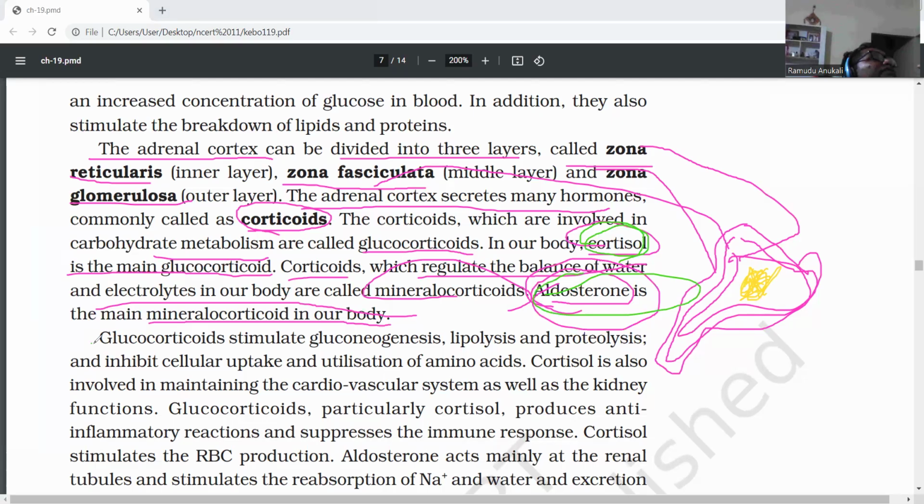Glucocorticoids stimulate gluconeogenesis, lipolysis, and proteolysis. That means they increase glucose, and cause breakdown of lipids and breakdown of proteins. They also inhibit cellular uptake and utilization of amino acids. Cortisol is also involved in maintaining the cardiovascular system as well as the kidney functions.